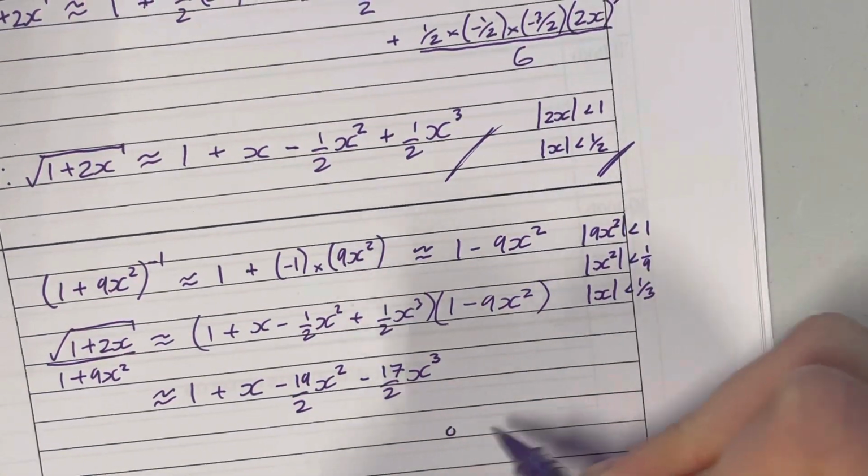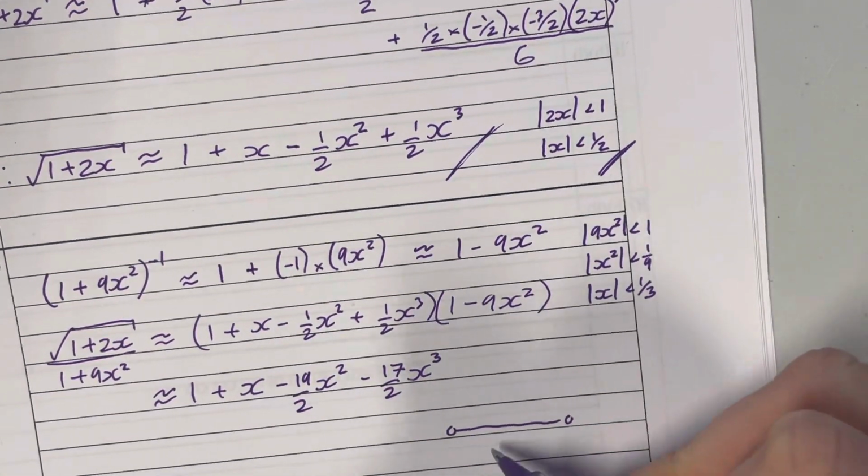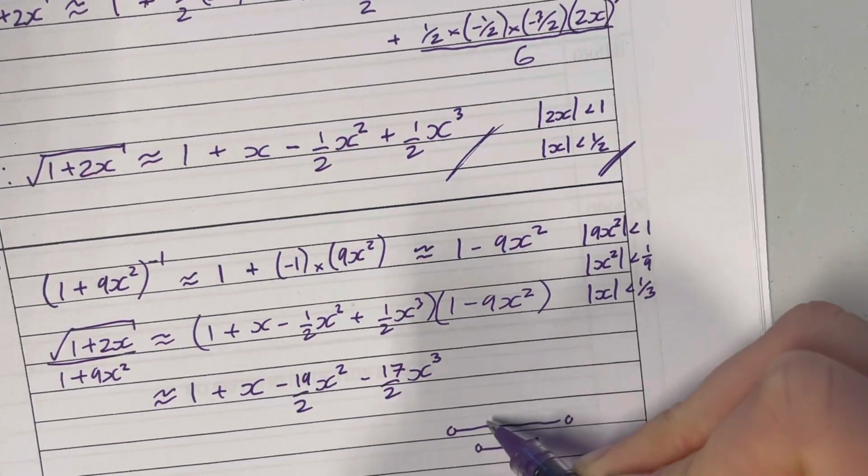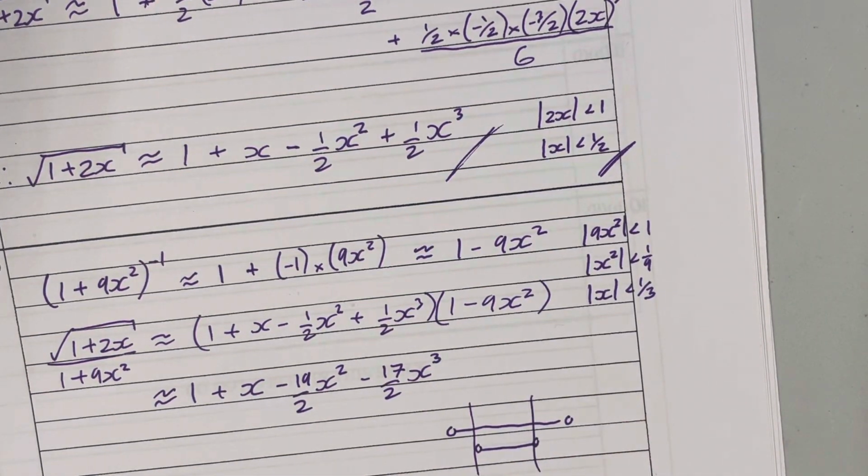Because you want the more restrictive restriction, because both have to be true. This one's only true between minus a half and a half. This one's true only between minus a third and a third. So both are only true between minus a third and a third.